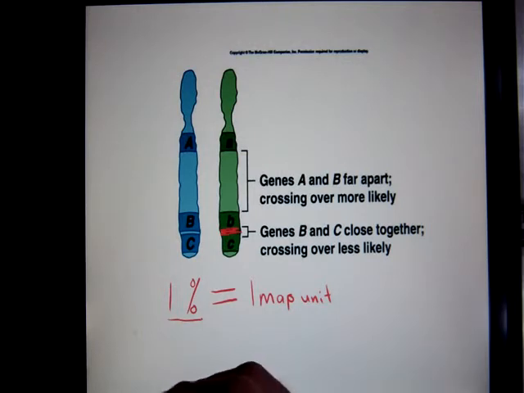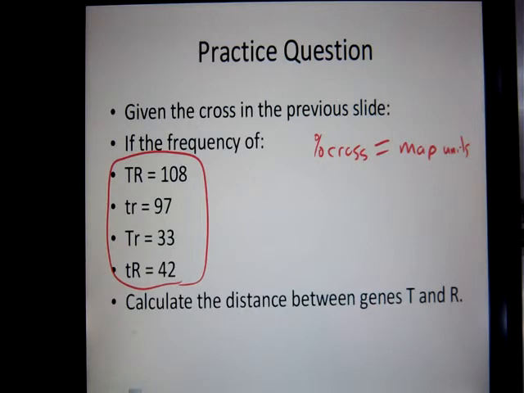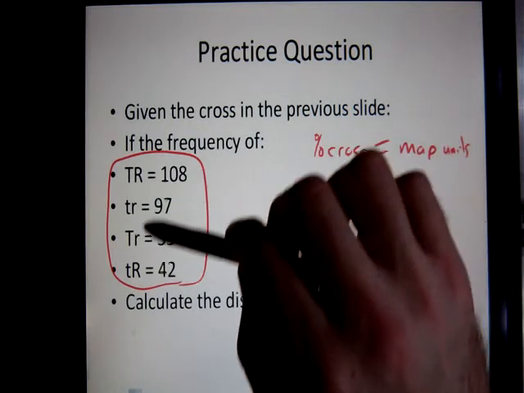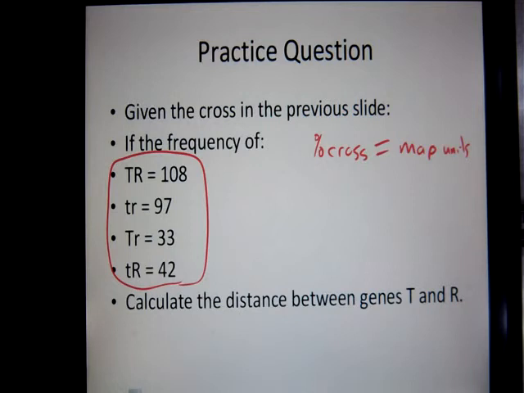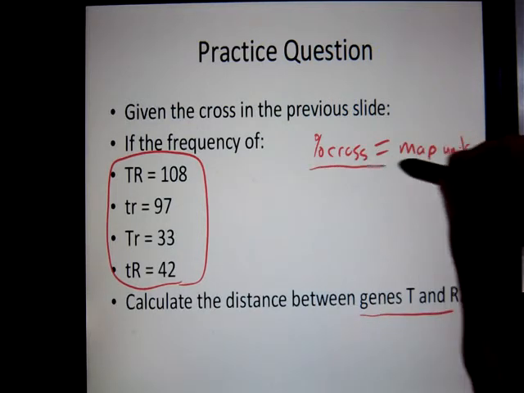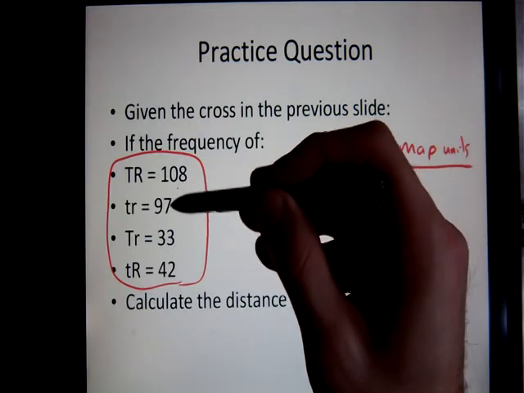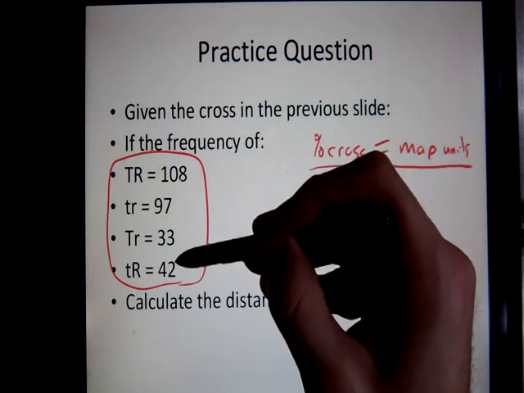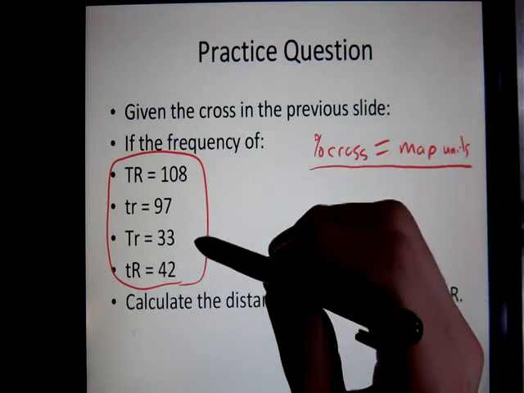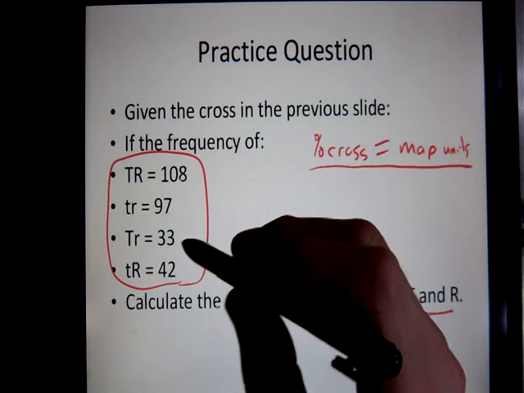Okay? So let's look at an example of a question you can get. Now I know it says given the cross in the previous slide. The previous slide is not important. But I've done a cross and I've got the genotypes and the numbers of each kind of genotype there. So remember, to figure out the distances between the genes, T and R, which is what the question is asking me to do, I have to figure out the percentage of crossovers, right? Because each percentage crossover equals 1 map unit. So I need to figure out, of these 4 types, which ones are crossovers. Well, very simple. The smallest numbers are always the crossovers.